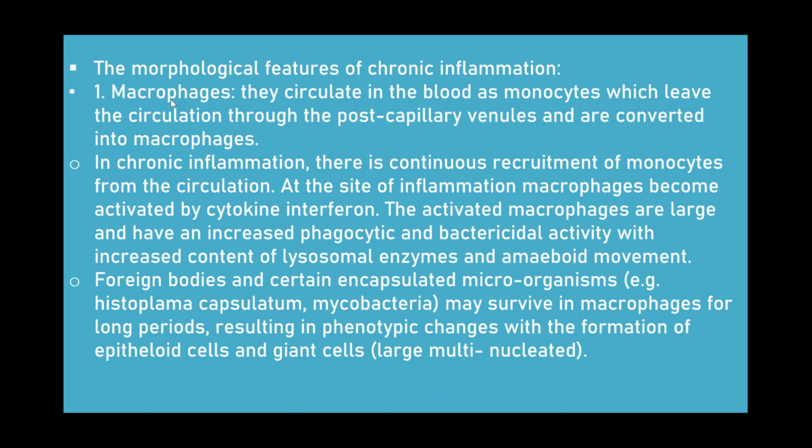The macrophages circulate in the blood as monocytes, which leave the circulation through the postcapillary venules and convert to macrophages. In chronic inflammation, there is continuous recruitment of monocytes from the circulation. At the site of inflammation, macrophages become activated by cytokines such as interferon, and the activated macrophages are large and have increased phagocytic and bactericidal activity with increased content of lysosomal enzymes.